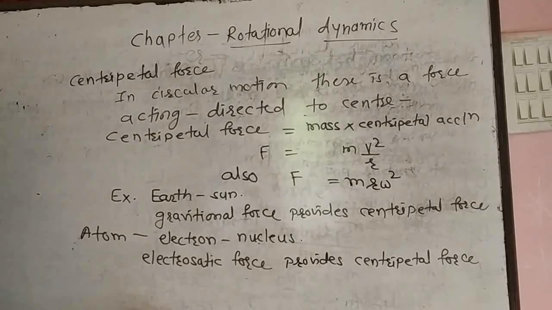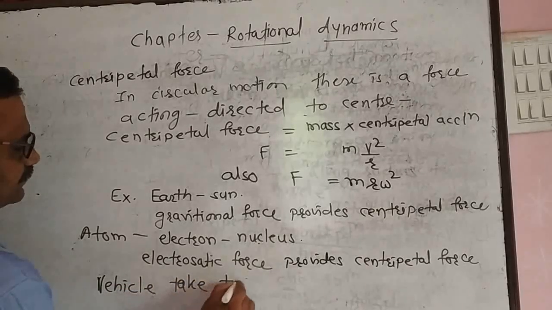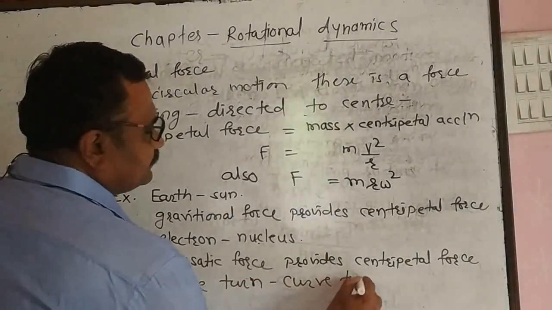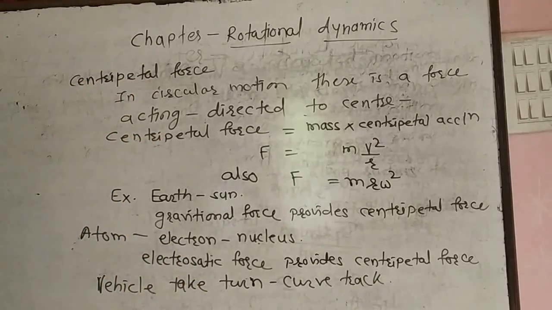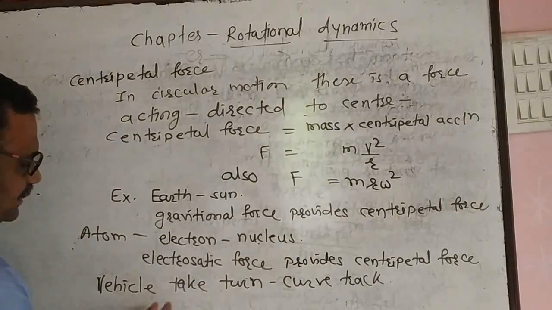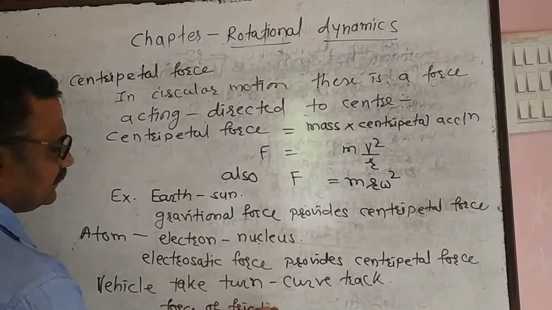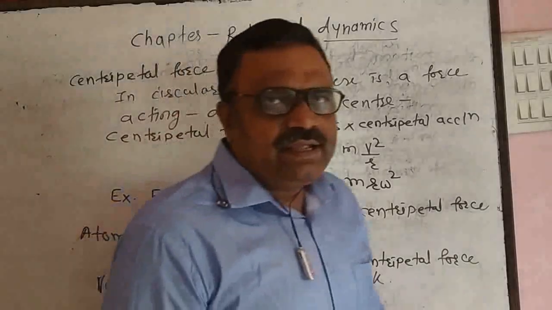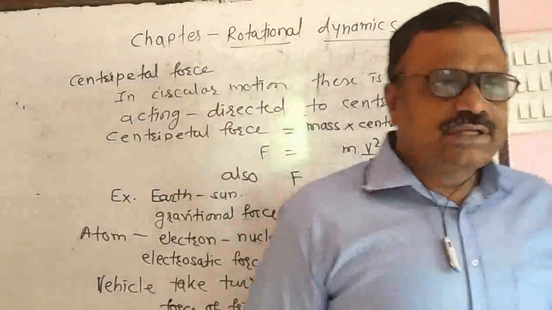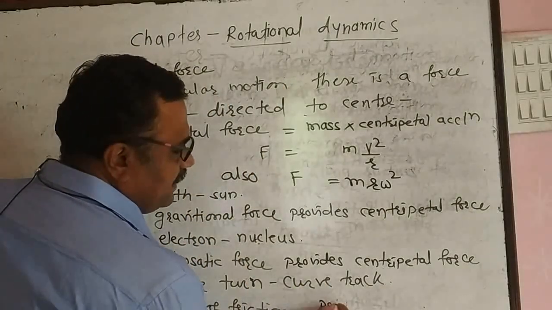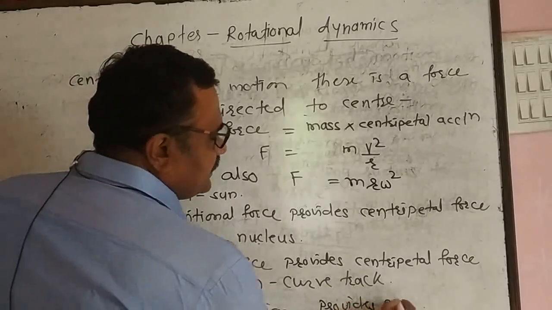Third example, when a vehicle takes a turn on a curved track, the force of friction that exists between the vehicle tire and road surface provides centripetal force. Force of friction provides centripetal force.